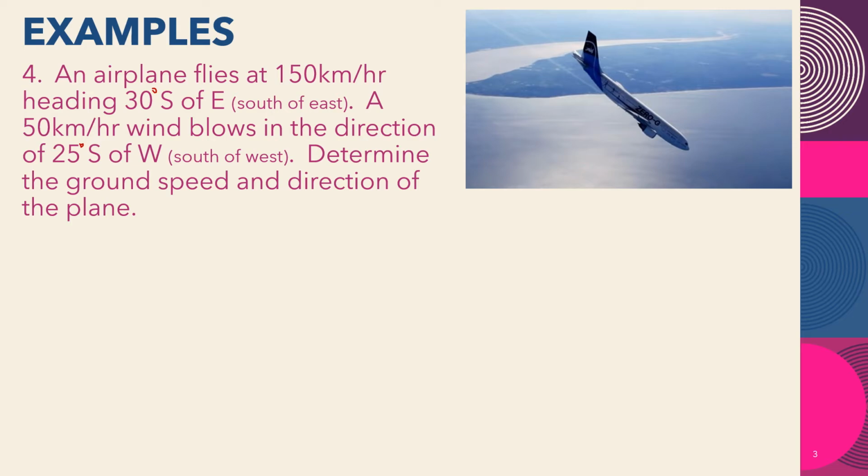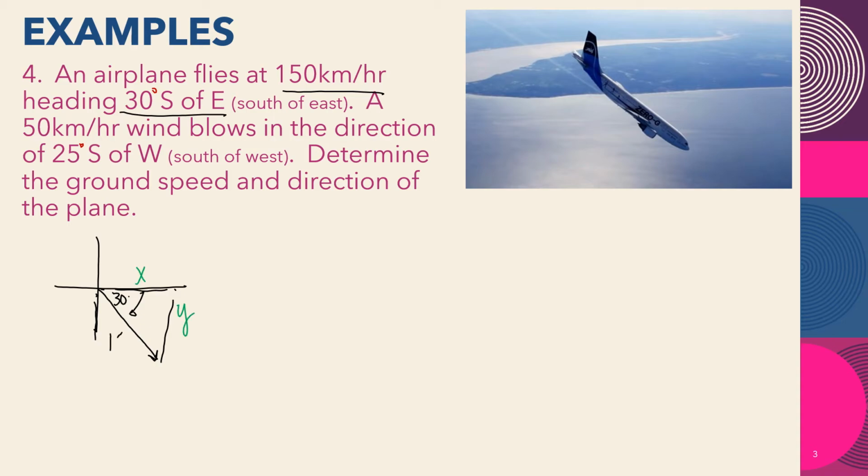Okie dokie. So in this example, we've got two different parts. The first plane is at 150 kilometers per hour heading 30 degrees south of east. Here's the first one, south of east, which means that is a direction angle, 30 degrees at that particular spot. So I'm coming off of really 360.